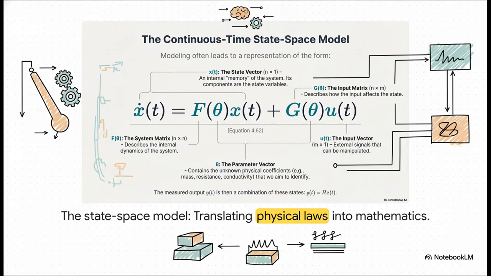Now, I know this equation might look a little intimidating, but it's really just a super clean way to organize everything we know. That x vector, that's the system state, its internal memory. Think position and velocity. The u is the input. It's what we do to the system. And those matrices, F and G, well, they're basically the rule book that says how the state changes and reacts. It's the whole system, all in one neat package.